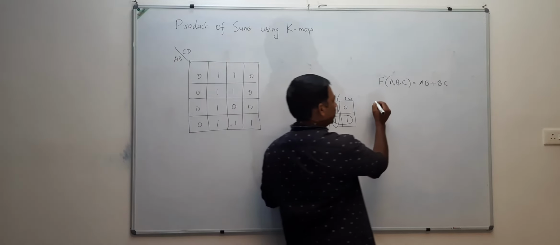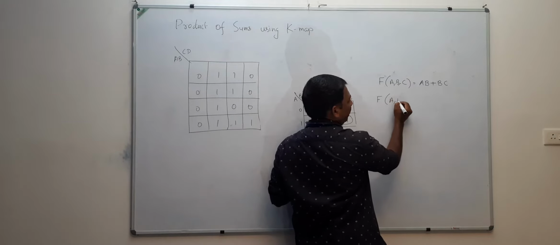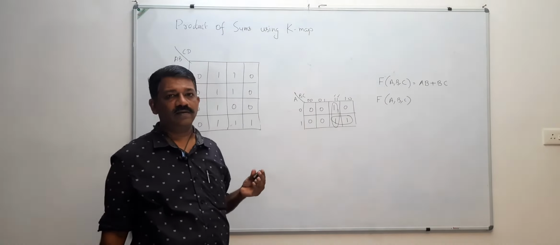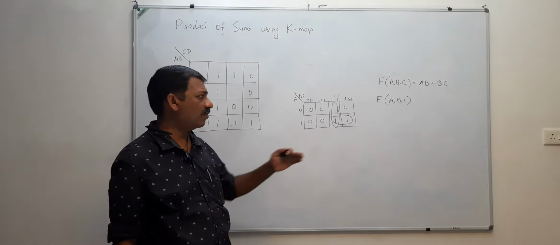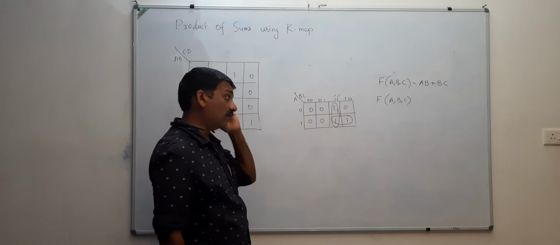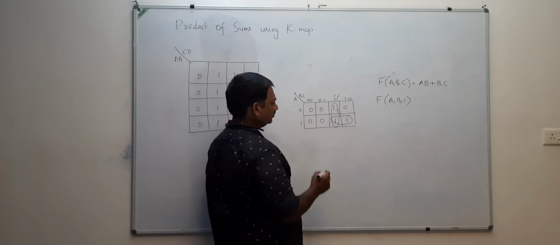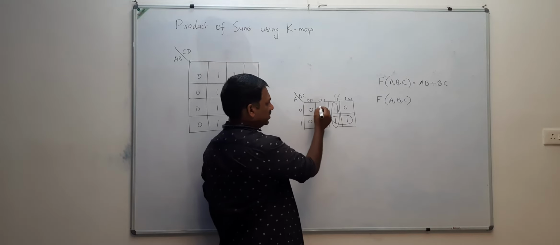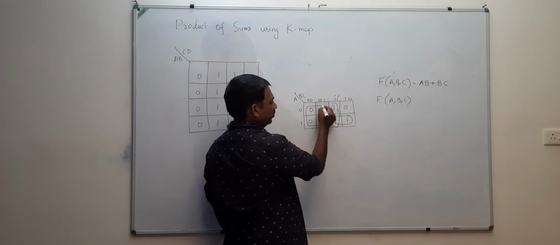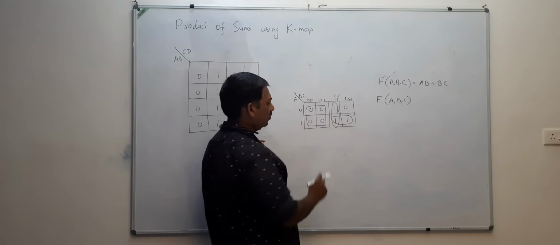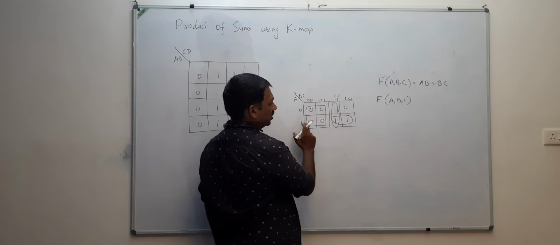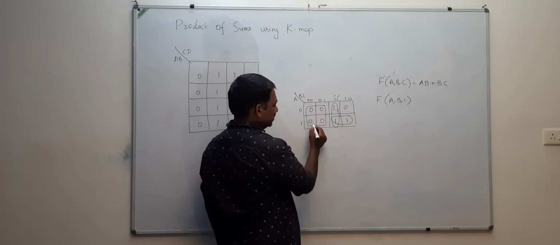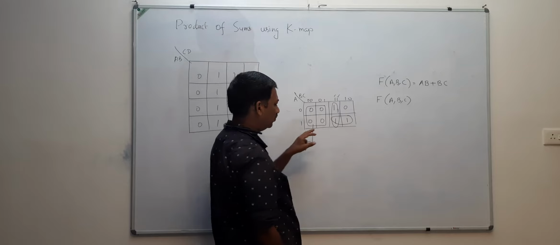Now I am going to have a new expression for f(A, B, C), which is the product of sums form. If you want the product of sums form of this expression, what I am going to do is, instead of grouping ones, we are going to group zeros. For example, here this is a group. This is the first one. Now you have covered four zeros and one zero is left.